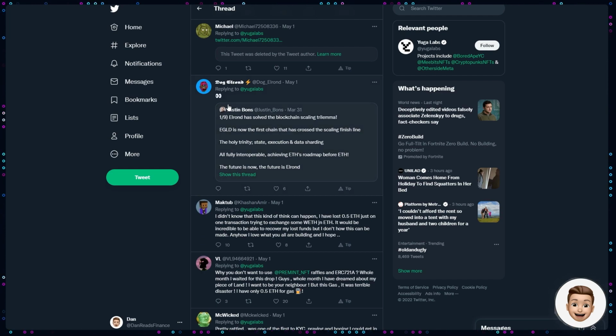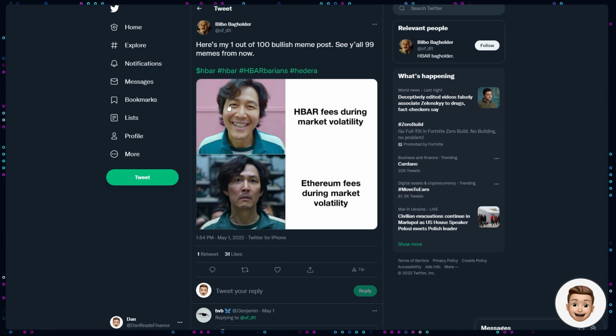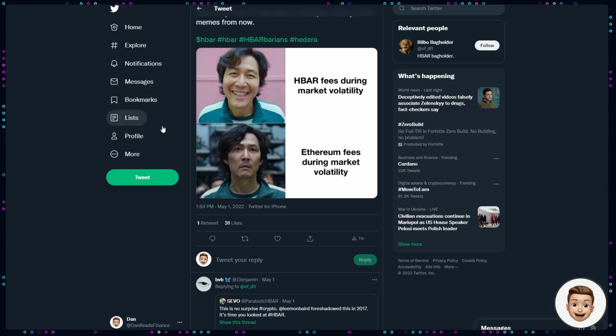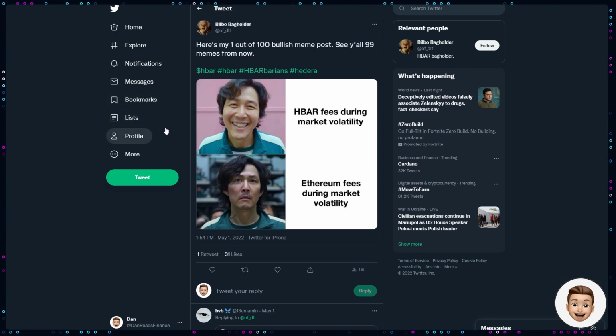You've seen a fair enough and unprecedentedly large mint. However, the network itself couldn't keep up, and this is one of the biggest networks in terms of size and transactions, etc. So it'd be great to see things like this transitioned across to Hedera, which is way more scalable and has higher throughput. And here you can see HBAR fees during market volatility, everyone's smiling and happy, and then Ethereum fees during market volatility, horrific.